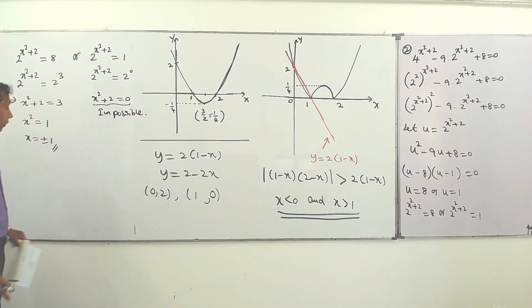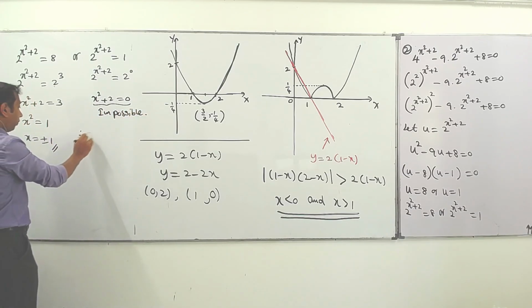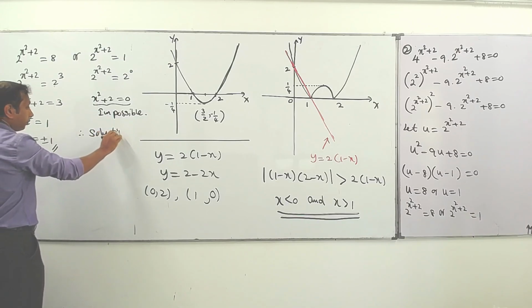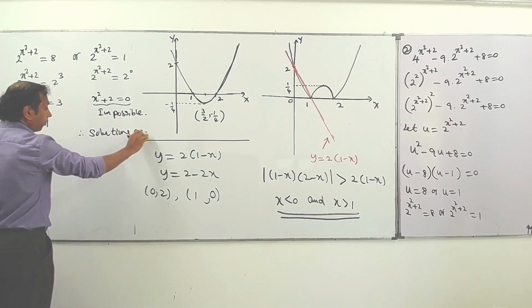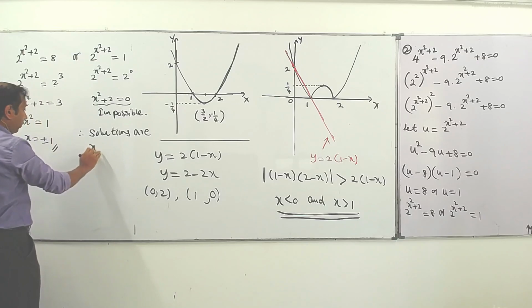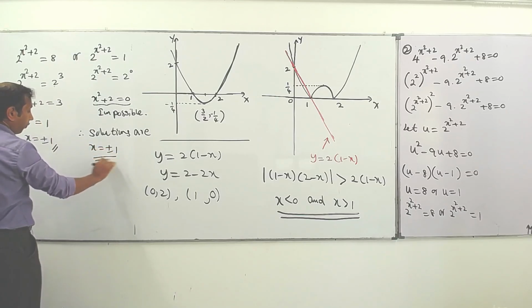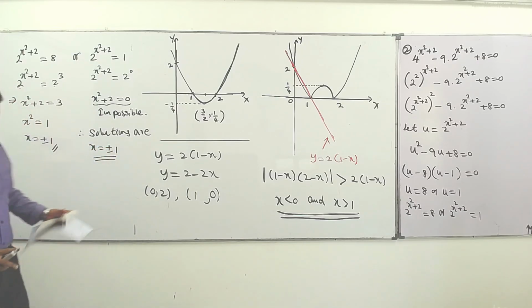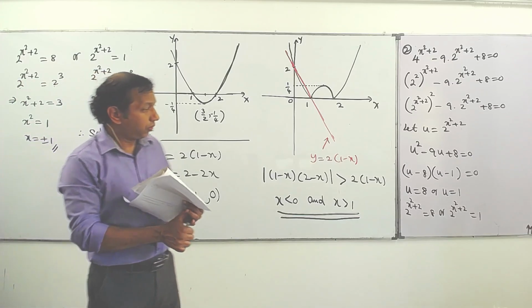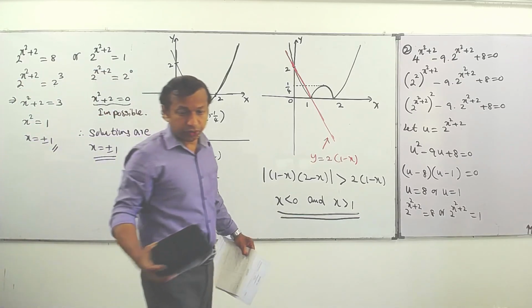Impossible, right? So therefore the solutions are x equals plus or minus 1. Two solutions.